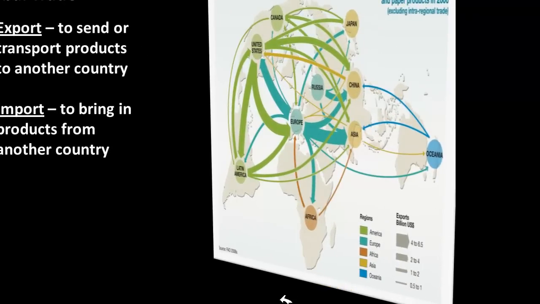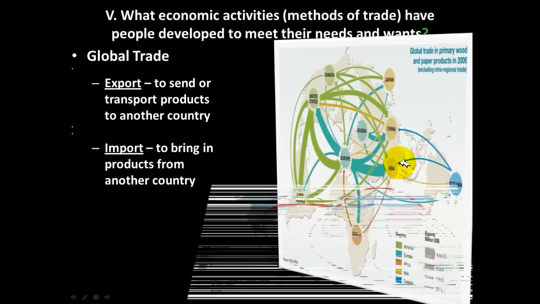What this graphic illustrates is a cartogram of the exports of trade in wood primary products. And I'll show you another one. But what you see is a great illustration of trade. You see arrows going all around, arrows going to Europe, arrows coming from Europe. That is how trade works. You send products to a country, and a country will send you products back. In this particular example, wood is being traded.